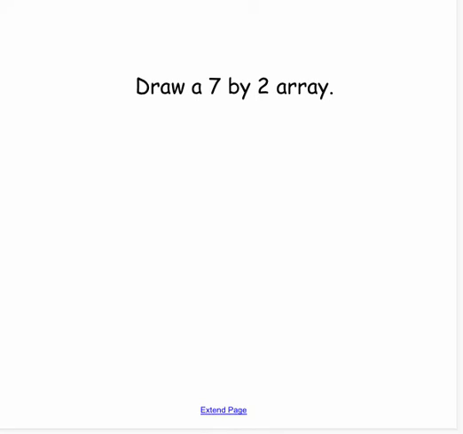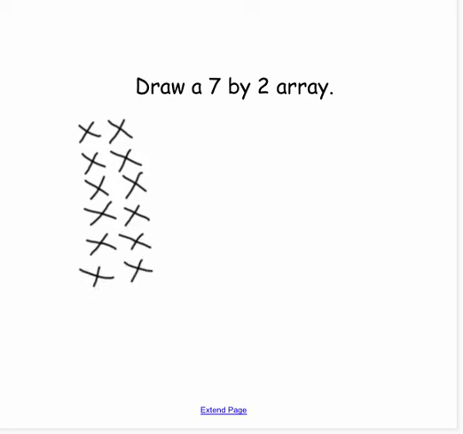If I were to get directions like this that said draw a 7 by 2 array, that would mean I could draw a row with 7 X's in it and do that 2 times, or I could draw rows of 2 and make 7 of those rows. I'll show you each one so you can see what that would look like. First, we'll start with 7 rows of 2. Here would be 1 row, 2 rows, 3 rows, 4 rows, 5 rows, 6 rows, and 7 rows. This would be a 7 by 2 array.